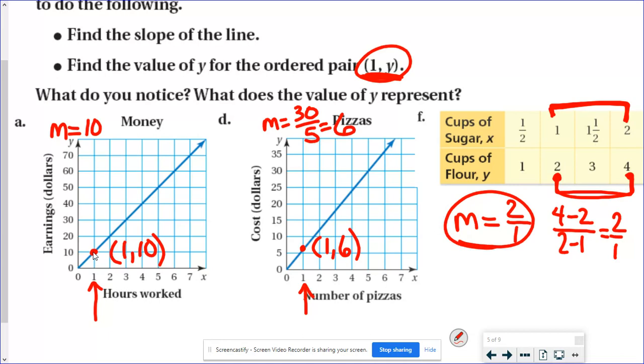And then I want to know this ordered pair again when the x is 1. Right here's where the x is 1 and the y value is 2. So what I want you to recognize here, what you notice about this, is that the slope is the same as the y value when the x was 1. Because really, in our equation, that's what the x is getting multiplied by every single time.